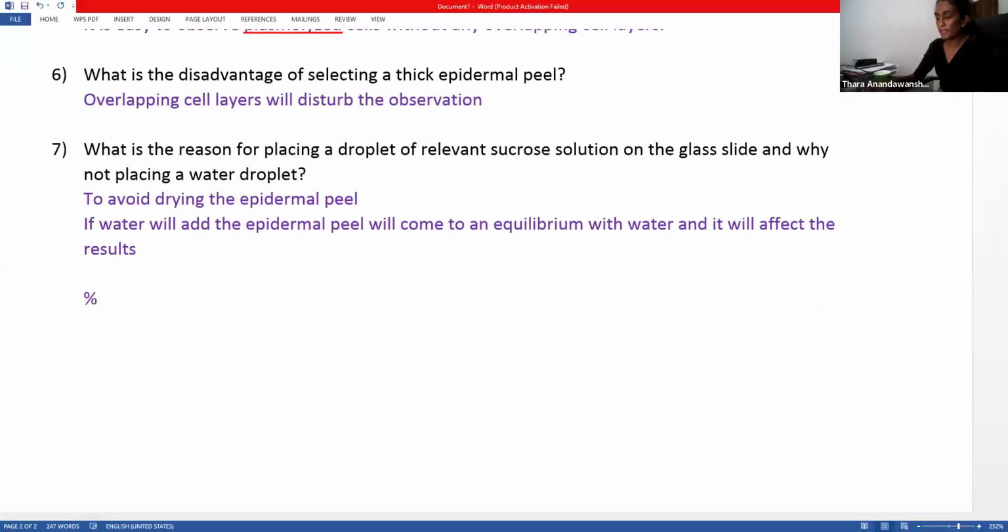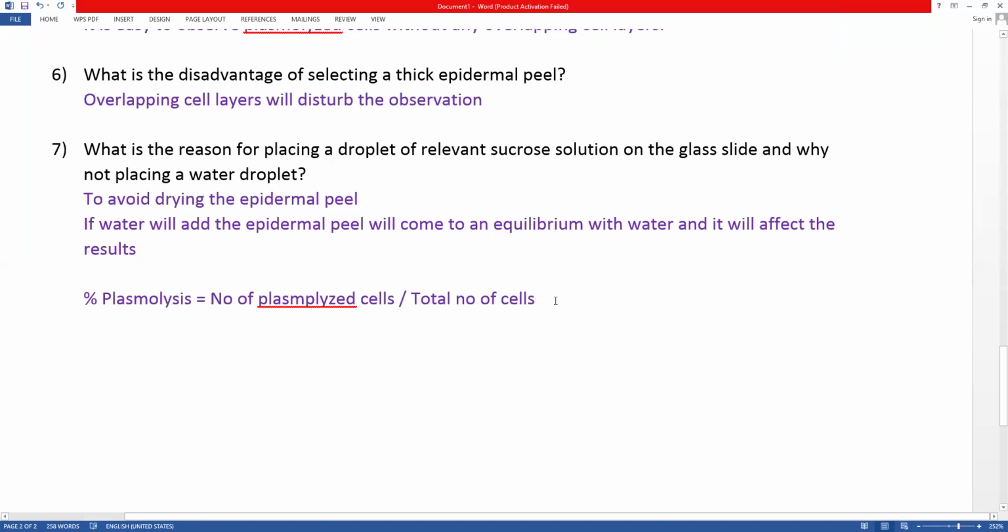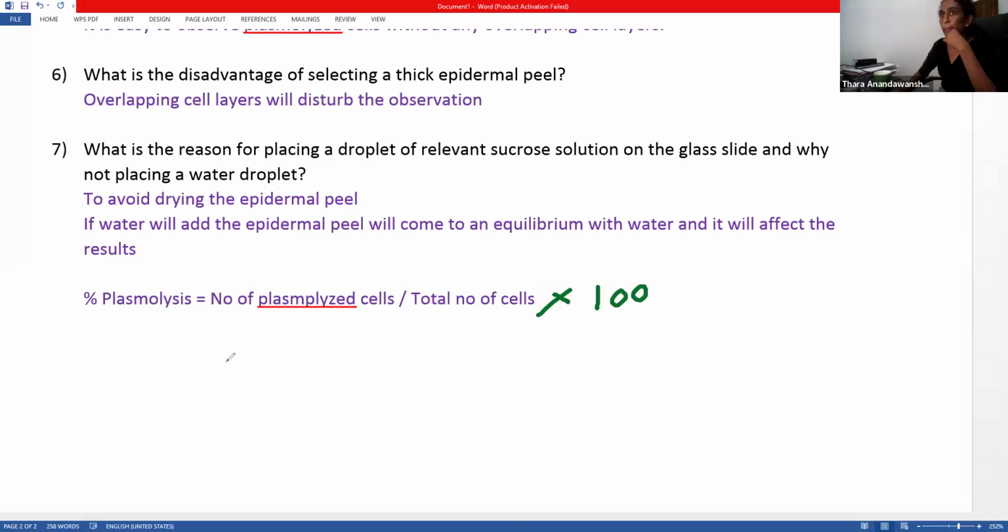Percentage plasmolysis is equal to the number of plasmolyzed cells divided by the total number of cells. You have to multiply this by 100. Understood now? Yes, teacher. Yes please. The total thing has to be multiplied by 100.